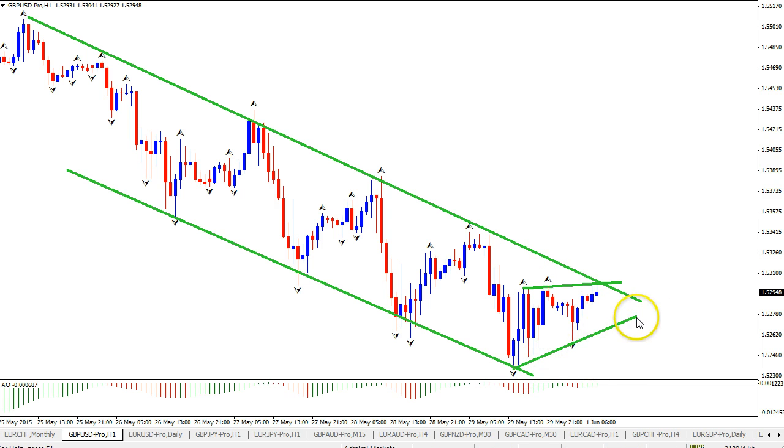If price does break through the support line, then perhaps the bullishness is not going to happen, and we're going to continue with the downtrend that we see here on this 1-hour chart.